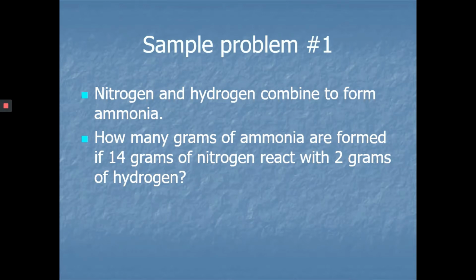Now the problem is in the second one here. The question is, how many grams of ammonia are formed if 14 grams of nitrogen react with 2 grams of hydrogen? Okay, so how many grams of ammonia are we going to end up with? Let's go ahead and see how we can do this problem.